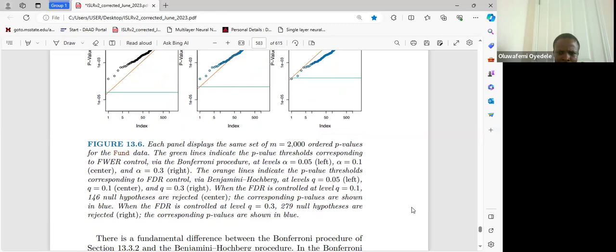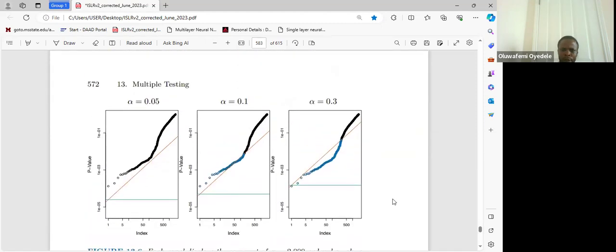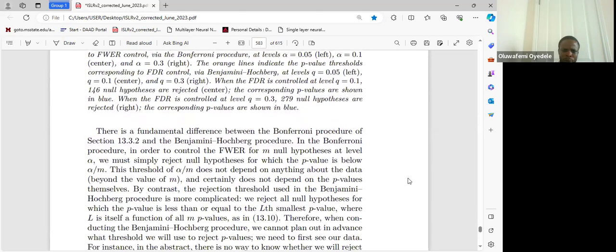Okay. So we can see that when the false discovery rate is controlled at 0.1, 146 null hypotheses were rejected, which is at the center. The corresponding p-values are shown in blue. When the false discovery rate is controlled at Q of 0.3, 279 null hypotheses are rejected, which is the far right.